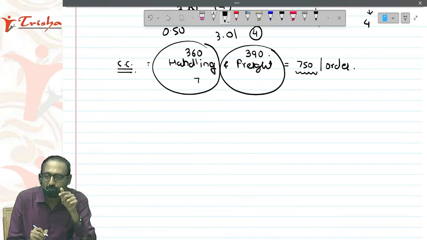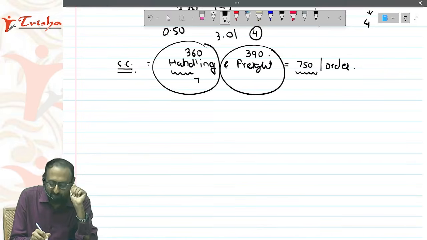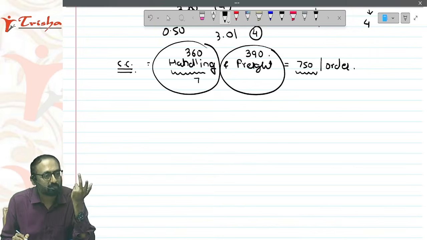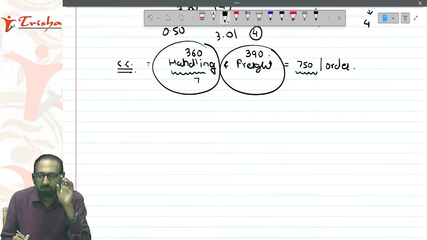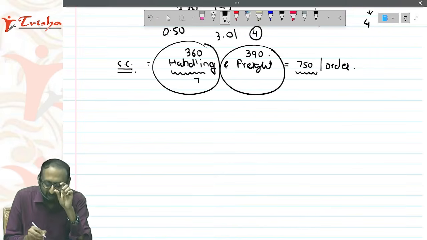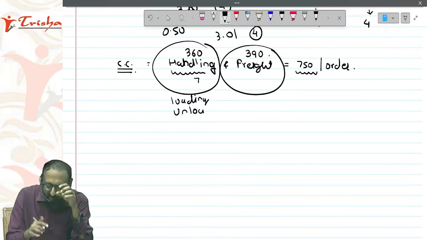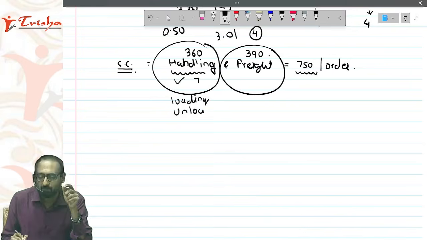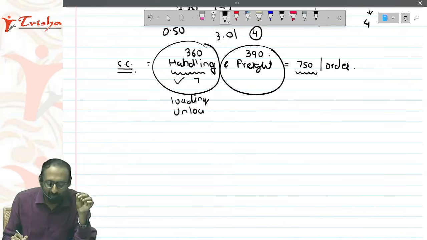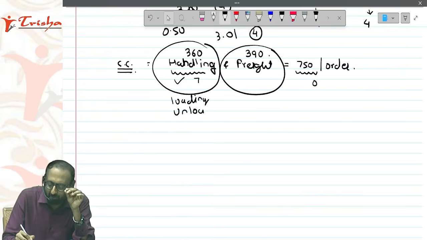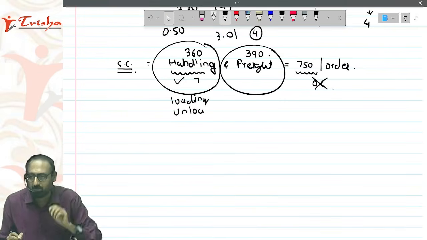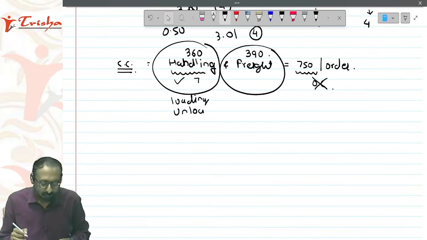The institute will purposefully fool you. Some students will think that handling cost is a carrying cost. No. Material handling will be required at the time of loading or unloading, meaning at the time you purchase the order, this material will be handled. So remember, handling cost and freight are your ordering cost and not your carrying cost. Is it clear to every one of you?